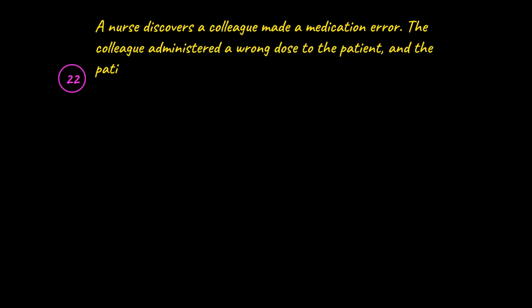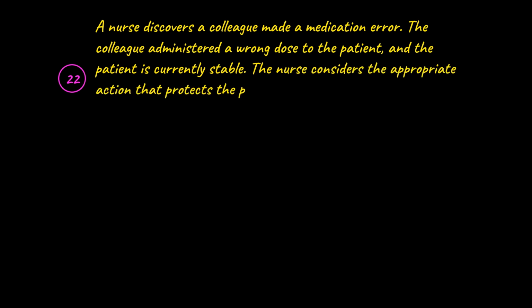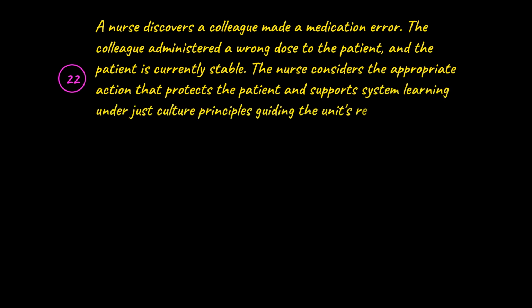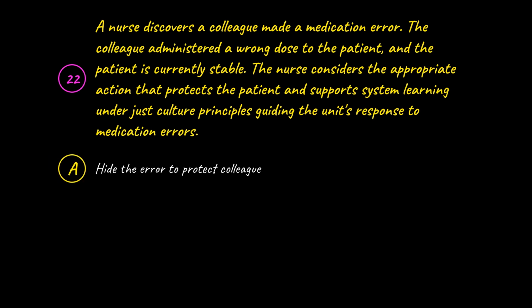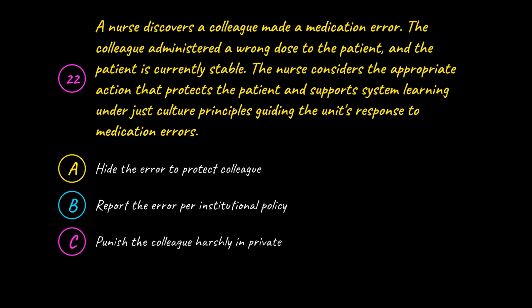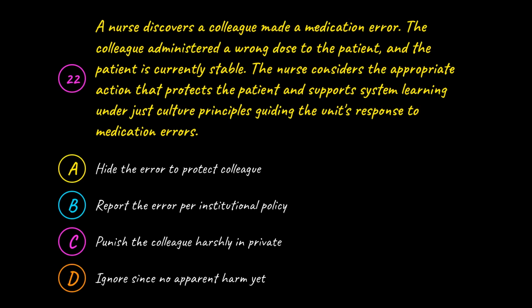Question 22. A nurse discovers a colleague made a medication error. The colleague administered a wrong dose to the patient and the patient is currently stable. The nurse considers the appropriate action that protects the patient and supports system learning under just culture principles, guiding the unit's response to medication errors. Your options are A. Hide the error to protect colleague. B. Report the error per institutional policy. C. Punish the colleague harshly in private. D. Ignore since no apparent harm yet. Which would you go with? Lock it in before the reveal.